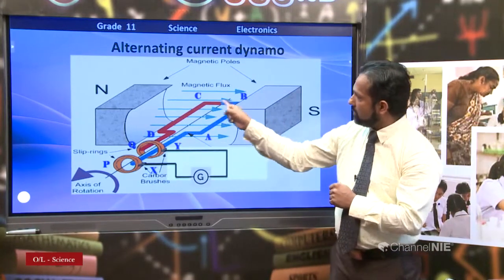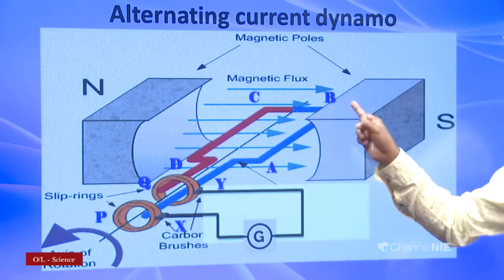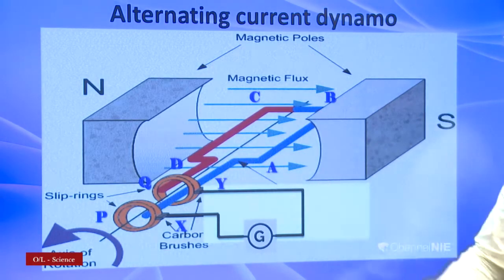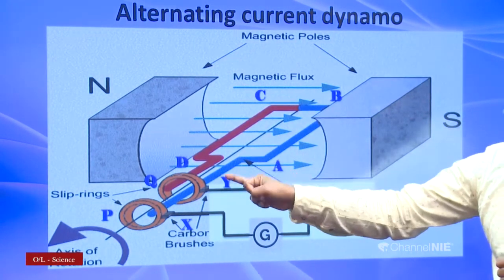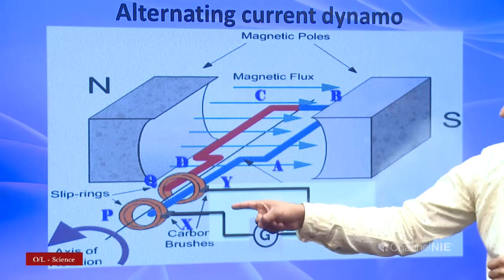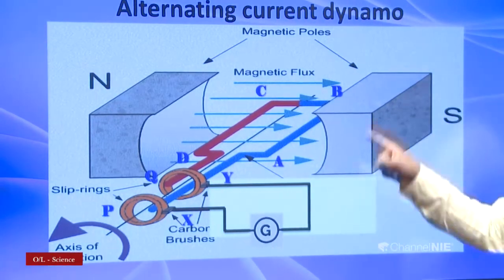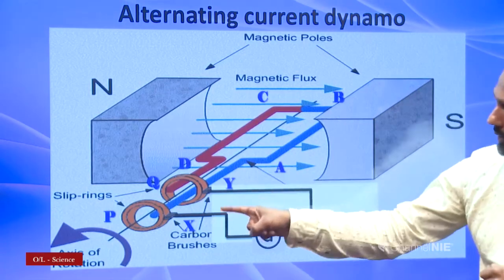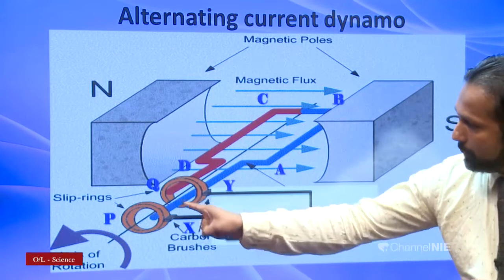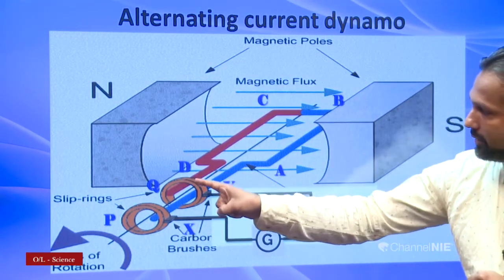There is a coil named A, B, C, D. The end of the CD coil is connected to the slip ring called Q. The end of the AB bar is connected to the slip ring called P. It passes through the slip ring Q.